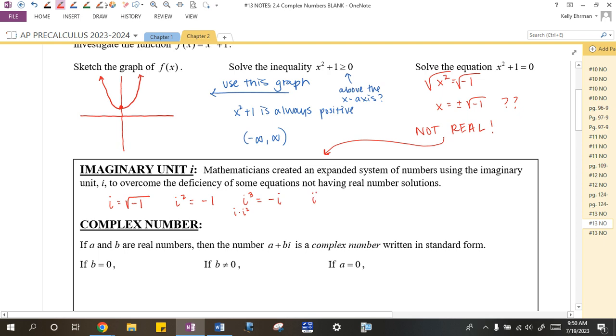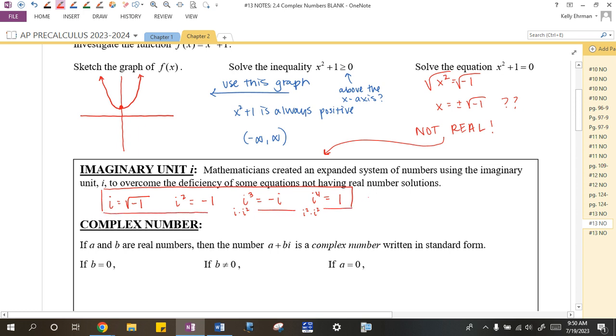And anytime you see i to the fourth, you could say that's i to the third times i, or i squared times i squared, negative 1 times negative 1. i to the fourth simplifies to positive 1. So this little block, the first 4 powers of i, is something you need to have memorized.